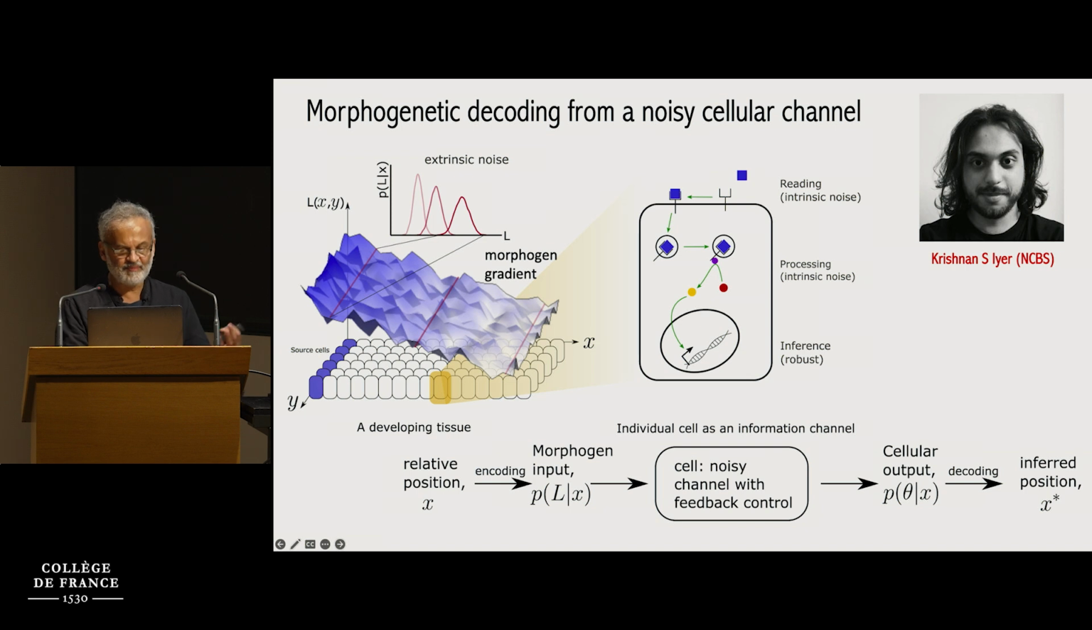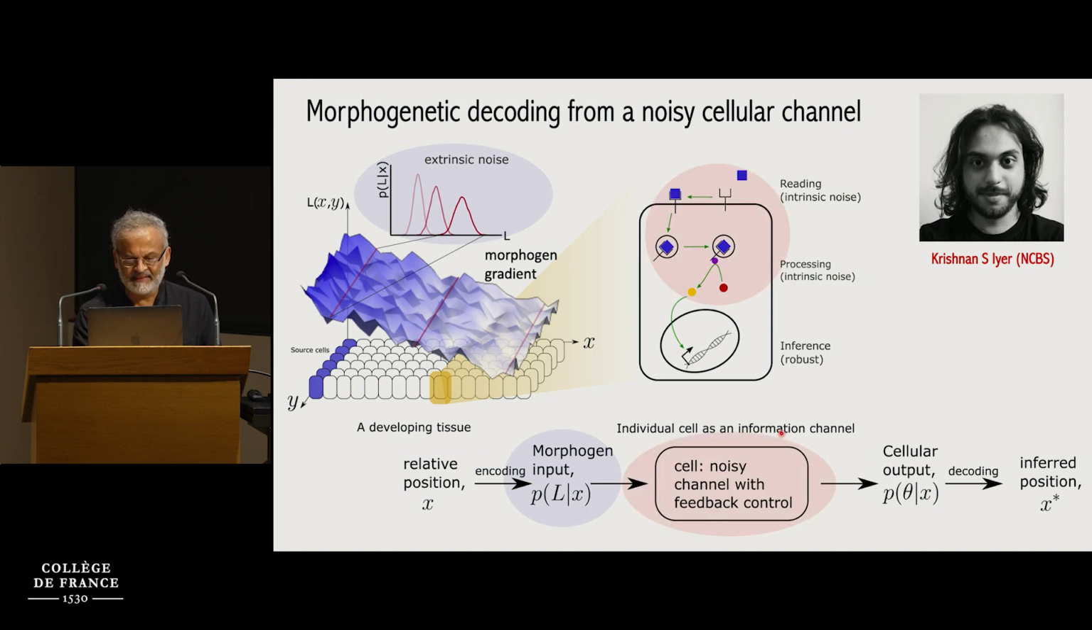The way we pose the problem is to say that the relative position of cells in the tissue is encoded in this noisy morphogen profile, and both the production and the transport from these producing cells give rise to a noisy morphogen profile, which is encoded in this probability distribution P of L given X, L being the ligand or morphogen.